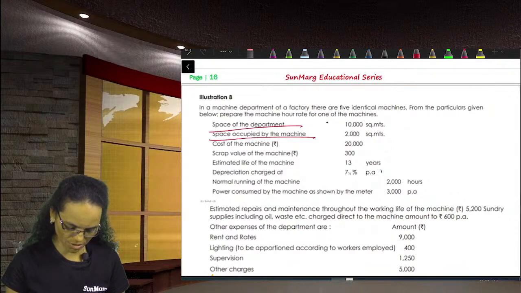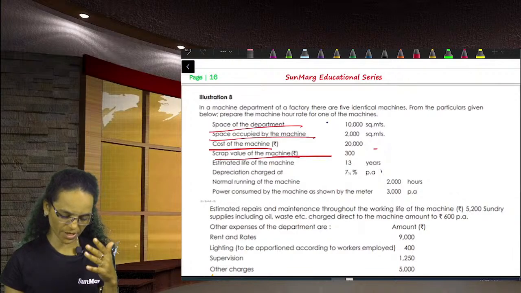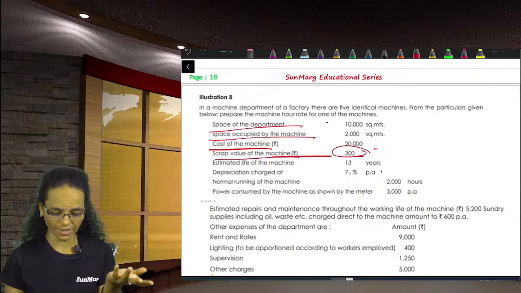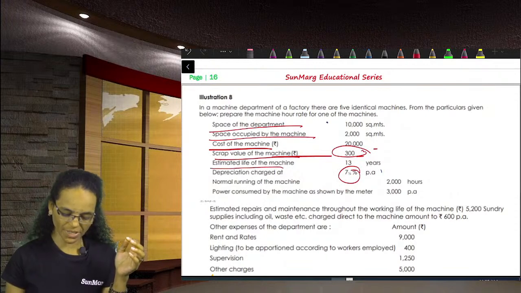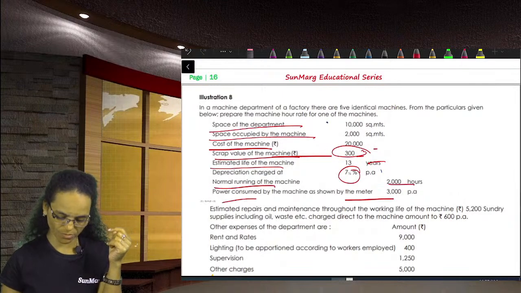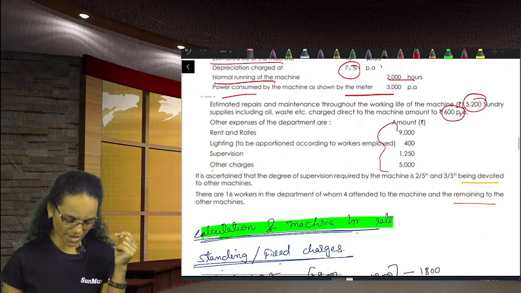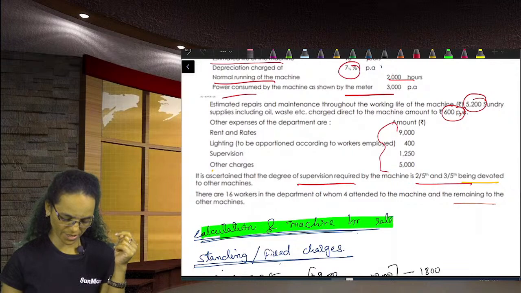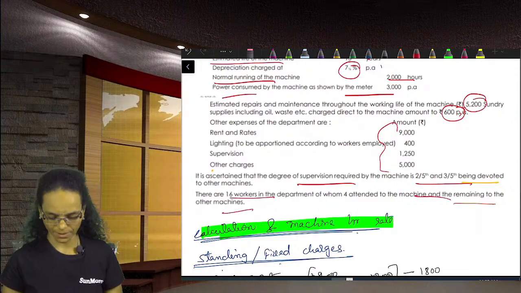Space we have taken, machine space occupied also taken, cost of the machine also. This scrap value, nowhere it is related because the depreciation percentage is already given. Estimated life we have seen for the maintenance purpose. Running hours also we have seen, power consumed seen, and this one also taken care, this one also, and this is already taken care. And here supervisor information taken care, and employees' information also taken care. Means everything is taken care.